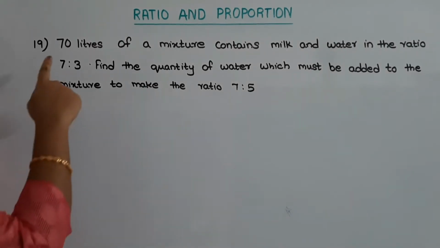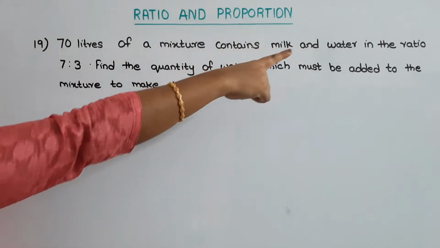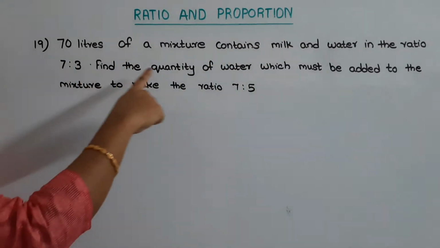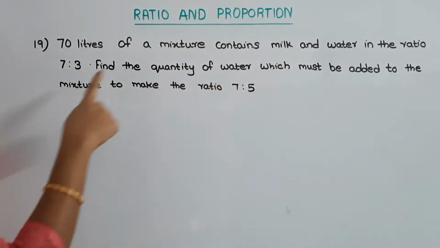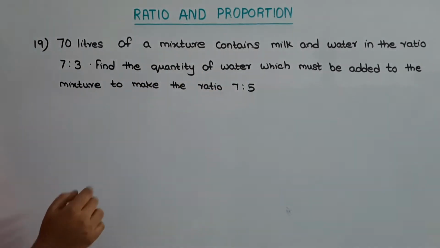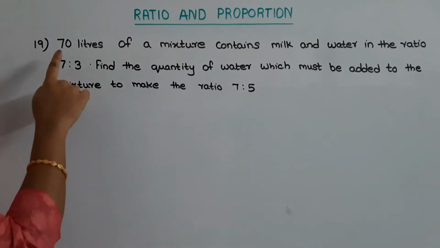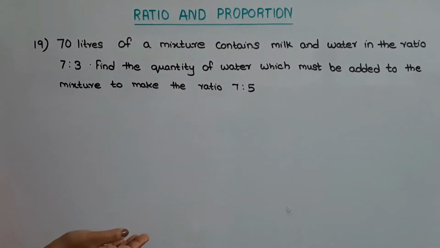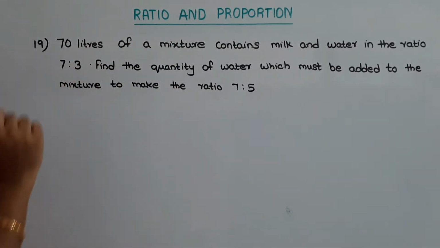19th question is 70 liters of a mixture contains milk and water in the ratio 7:3. Find the quantity of water which must be added to the mixture to make the ratio 7:5. So in this question they are telling that in 70 liters of a mixture of milk and water, the ratio of milk and water is 7:3.